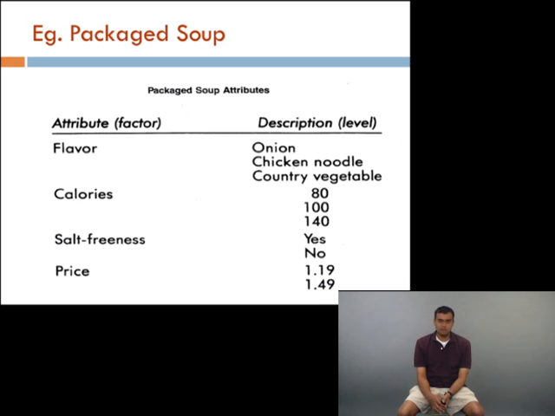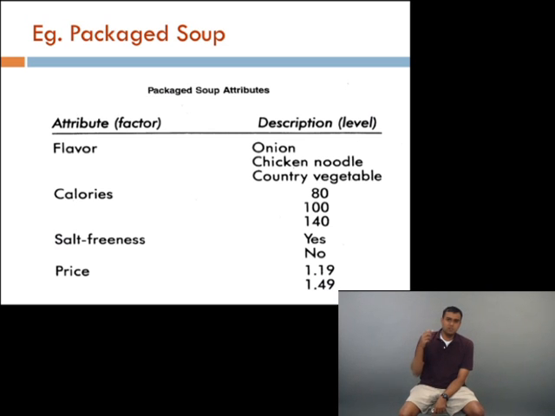Price is a tricky attribute because oftentimes you think about price as one part of the equation and all the benefits as the other part, which means for all these benefits, how much price am I willing to pay? So adding, if you will, the dependent and the independent variables makes it a little tricky, but they chose to talk about these soup cans as either $1.19 or $1.49. Okay, so four different attributes. Now let's take the first attribute, which is the flavor. Their idea was that they could come up with an onion flavor, a chicken noodle flavor, or a country vegetable flavor. Salt-freeness was yes and no. Calories was 80, 100, or 140.